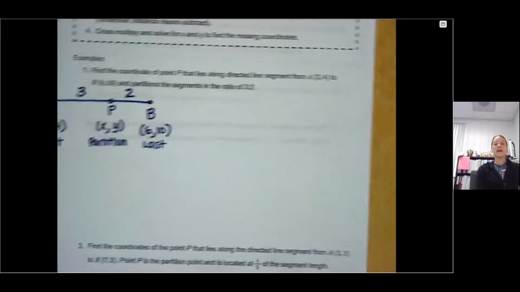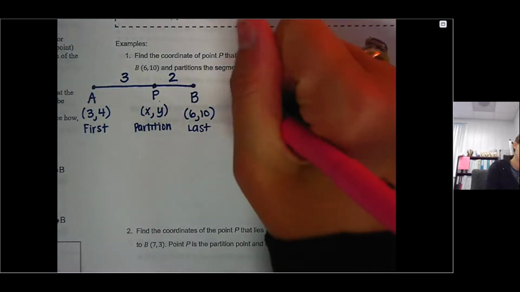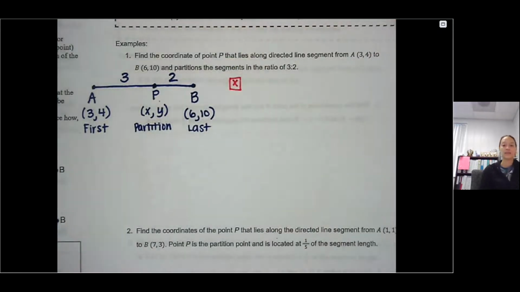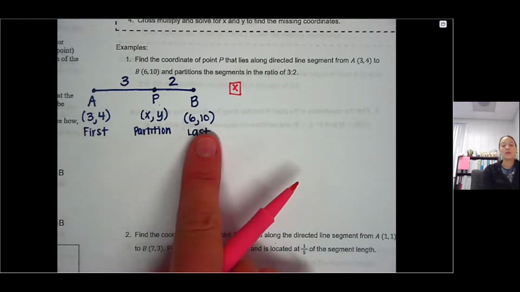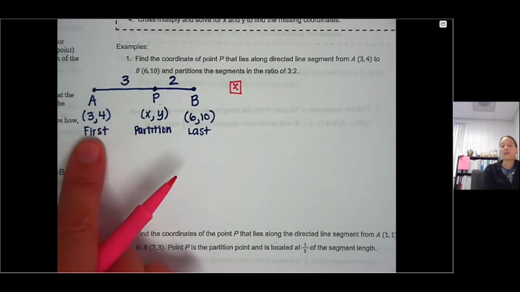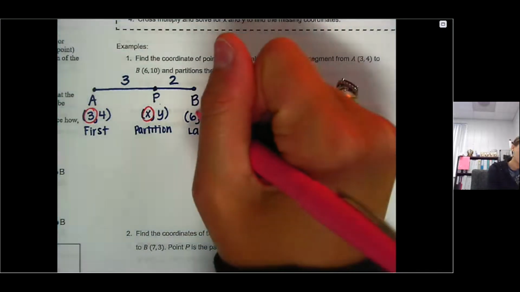You have to do both the x and the y coordinates individually. So I'm going to start with the x coordinates. It doesn't matter which one you start with, but I'm going to start with the x's. Now, let's circle all of our x coordinates. Which one's your x coordinate in point A? 3. The 3. Obviously, the x is your x coordinate. And which one's the x coordinate in your B? 6. The 6. Good.